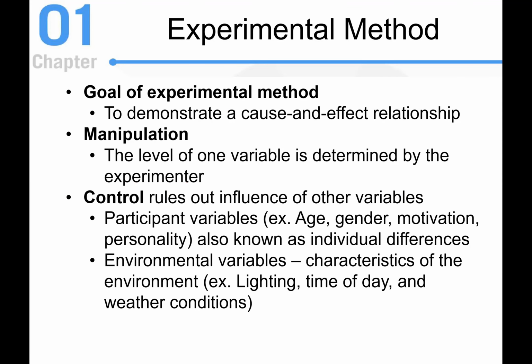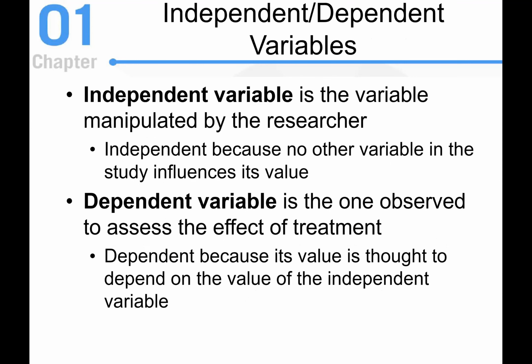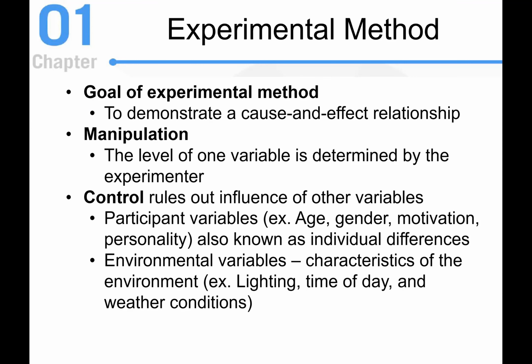All right. The second kind of hallmark of an experimental study or experimental method is control. Control is going to help us to rule out the influence of other variables, things like participant variables, for example, age, gender, motivation, personality. These are also known as what's called individual differences. So control helps us rule out the influence of those participant variables.